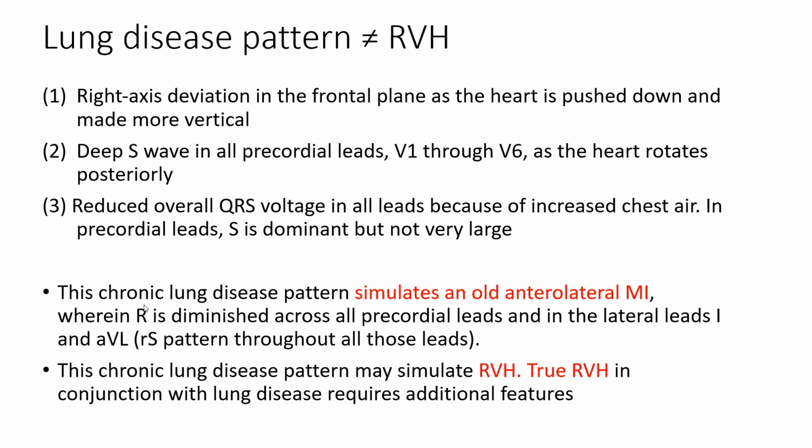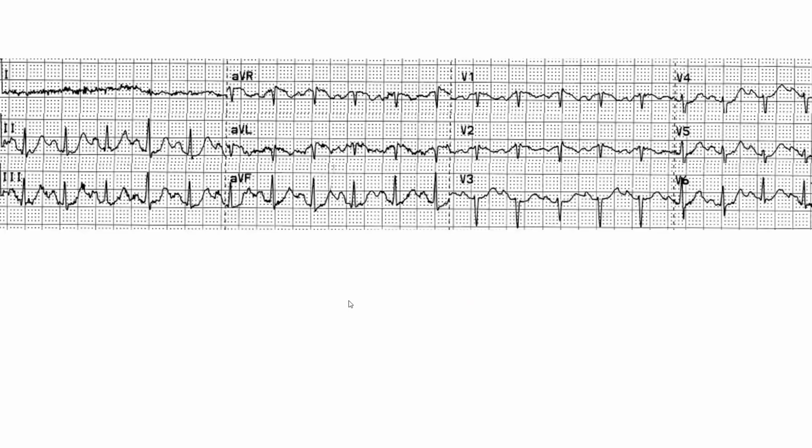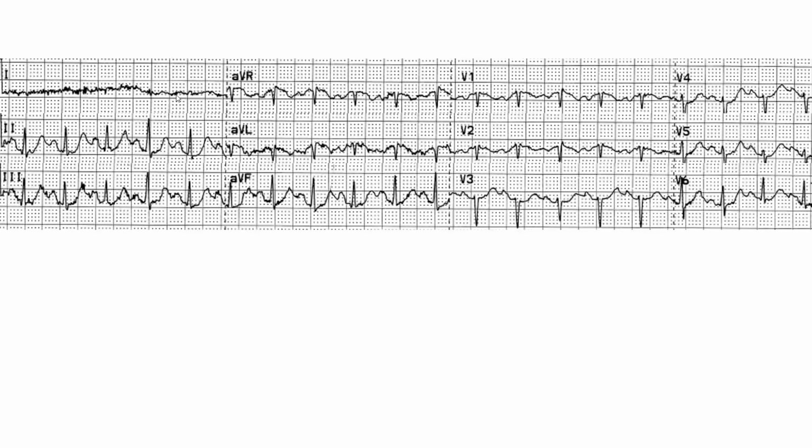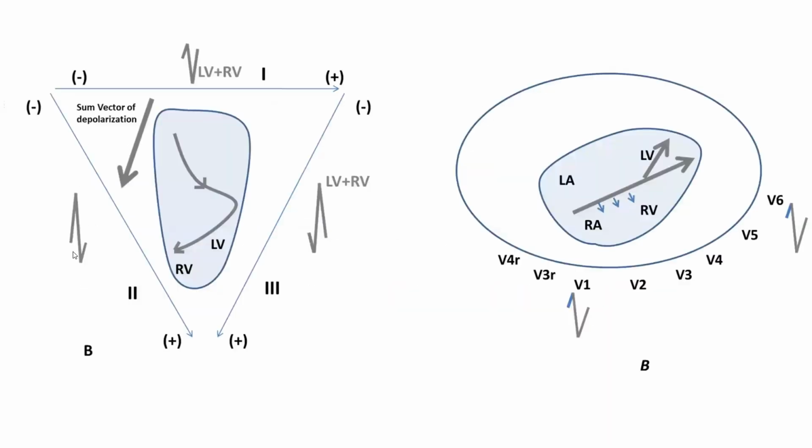Also, as I mentioned previously, the chronic lung disease pattern may simulate an old anterior anterolateral MI, wherein R is diminished all across the precordial leads and in the lateral leads 1 and AVL. And you get that right axis. So I showed that EKG, and I showed it's hard to tell. This EKG may be lung disease pattern, but may very well be an old anterolateral MI with poor precordial R progression and tiny R in the lateral limb leads and in the lateral lead V5. Okay.